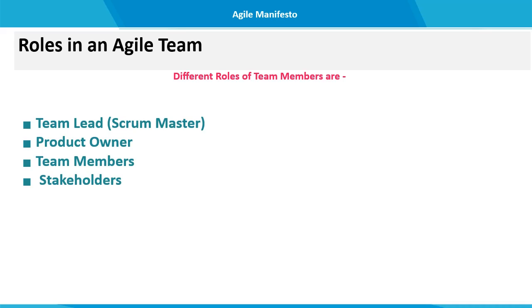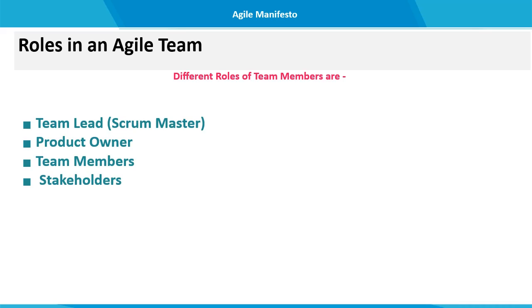Then comes the product owner. A product owner represents the stakeholder or sponsor of the project and is also responsible for adding features, including customer feedback, and maintaining the product backlog. The product owner also helps to resolve any queries and clarifications needed in the requirements.